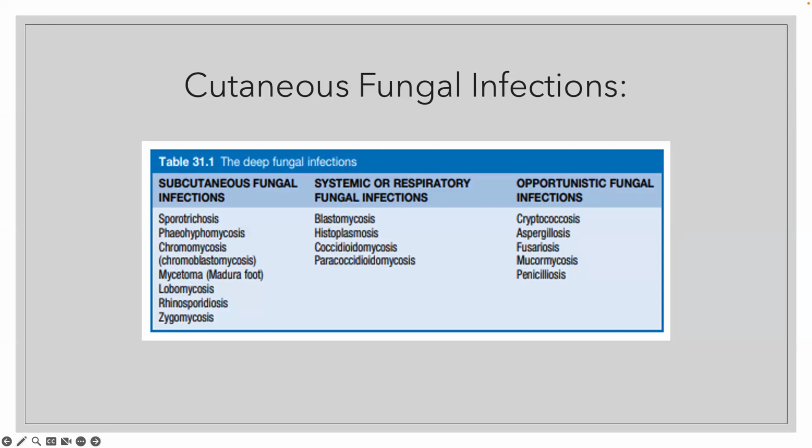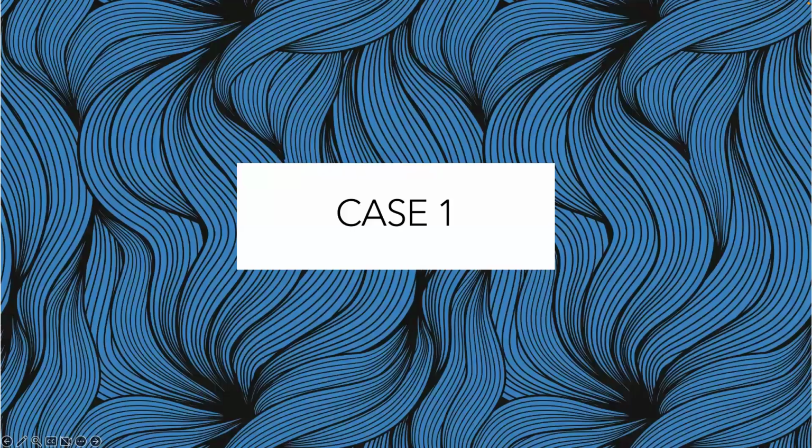What do I mean by dimorphic fungi? It means that the fungus can exist in two forms, essentially as a mold in nature and as a yeast in living tissue. All right, this brings me to the fun stuff, our case studies.